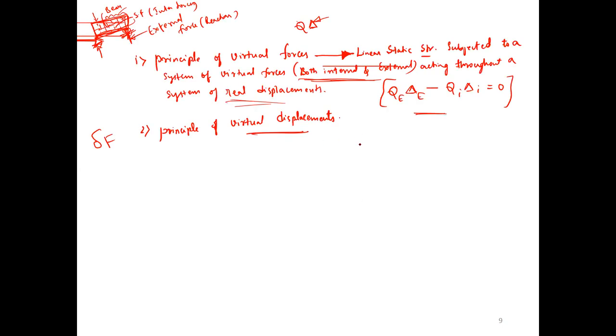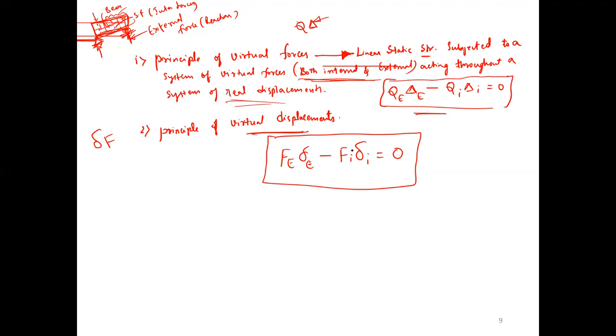Yeah, now tell me the equation. What is the equation? First, external gain happens. Real force F_E, imaginary F_E delta E, F_E delta E minus F_I delta I equals zero. This is the principle of virtual force and this is the principle of virtual displacement. These two are very, very important.